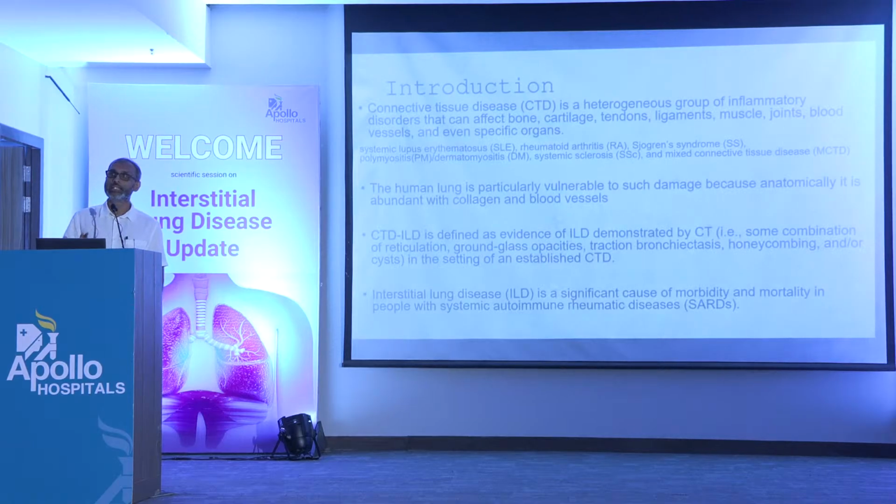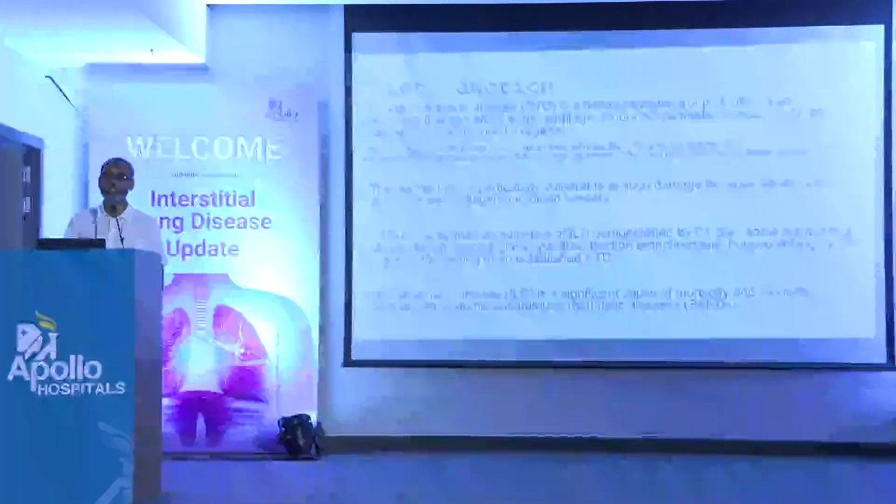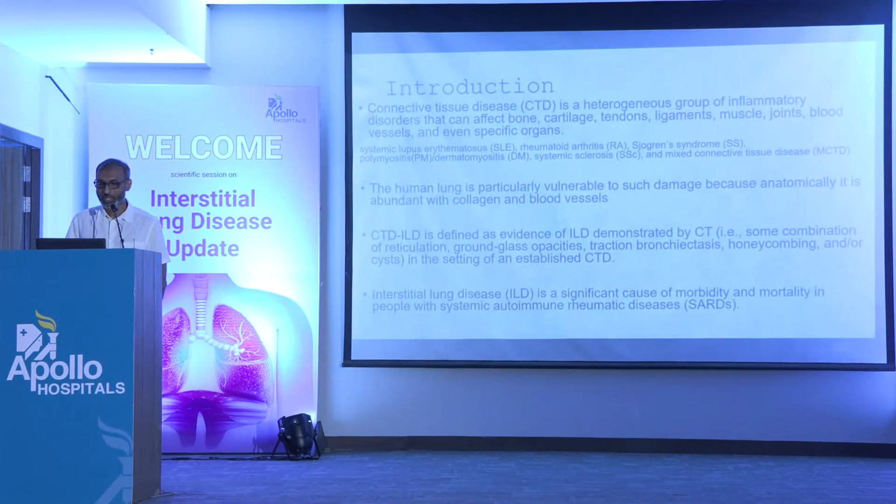The human lung is vulnerable to being affected by connective tissue disease because of the abundance of collagen and blood vessels. So CTD-ILD is defined as interstitial lung disease demonstrated on CT in the form of ground glass opacities, bronchiectasis, honeycombing, reticulation in the setting of an established diagnosis of connective tissue disease. And interstitial lung disease is a significant cause of morbidity and mortality in people with systemic autoimmune inflammatory disease.